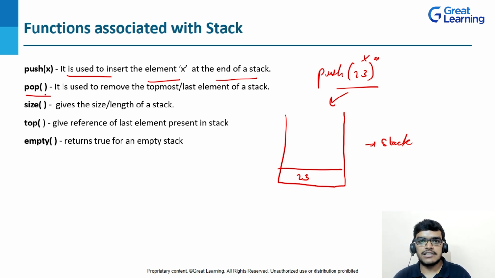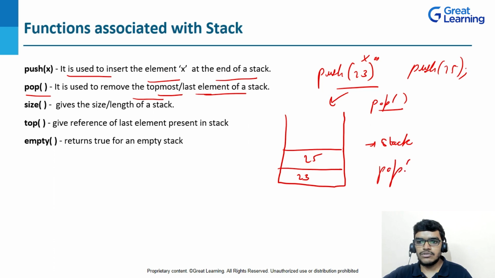Similarly, the pop function, as I told you, will remove the element from the stack. It is used to remove the topmost or last element of the stack. So if there is only one element in the stack, 23, and I'm writing pop, then it will remove 23, right? Also please remember that it will remove the topmost or last element. In this stack we have only one element, so this will be the last element. But what if I'm writing push 25, then 25 will be inserted here, and once again if I'm writing pop, this will be the last element, so 25 will be removed. So this was the basic idea about push and pop functions.